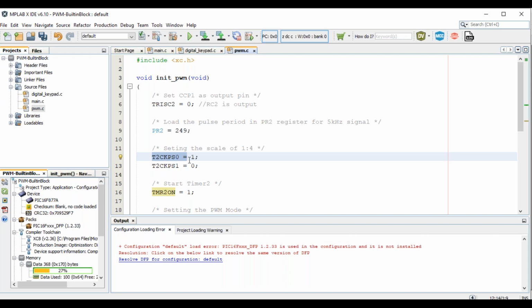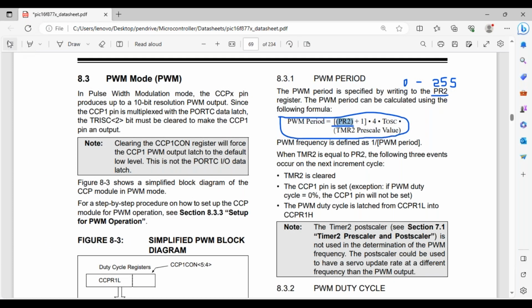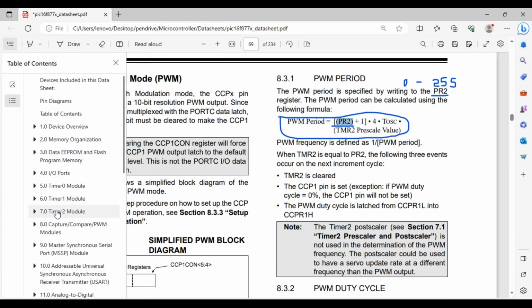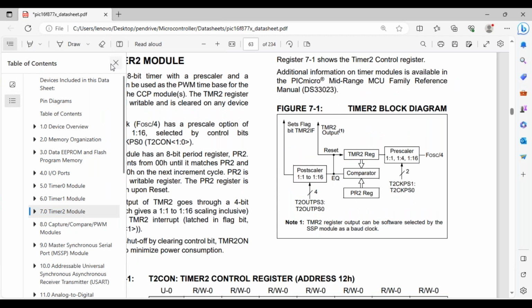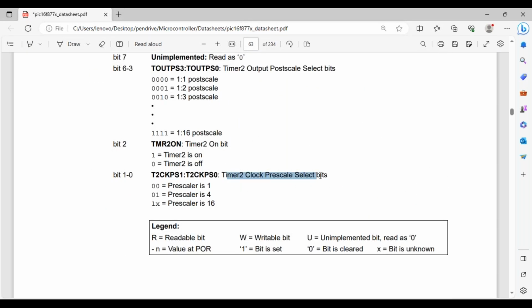Okay, so that is prescaler. If you want, I can show it again here in the data sheet, the prescaler bits to be used. That is the Timer 2 module. Here you can see, in order to select a prescale of 1:4, I do have a prescale of 1:16 also.